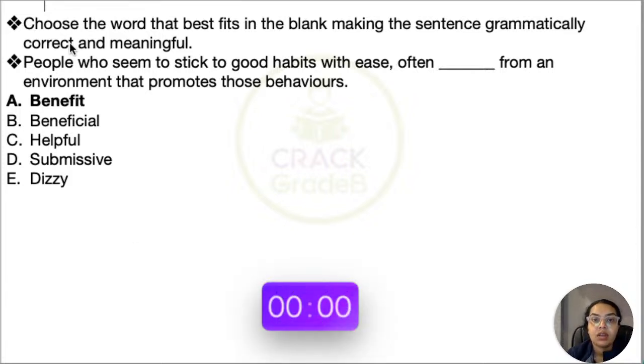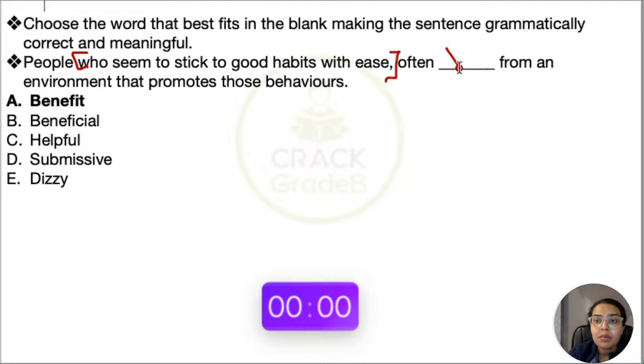Benefit. People who seem to stick to good habits with ease often benefit. See, they are sticking to something good. So it is going often benefit. They are, often these people often benefit from that, from. अभी तक मेन वर्ब आया नहीं है. Who से लेके people till this point, often is adverb.